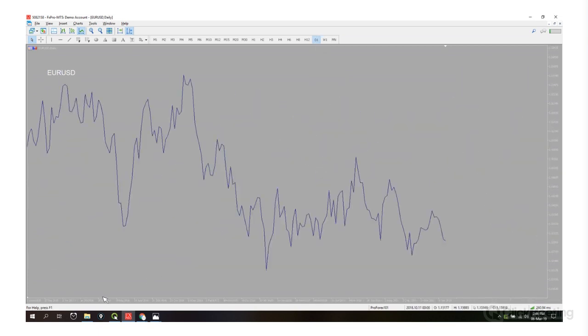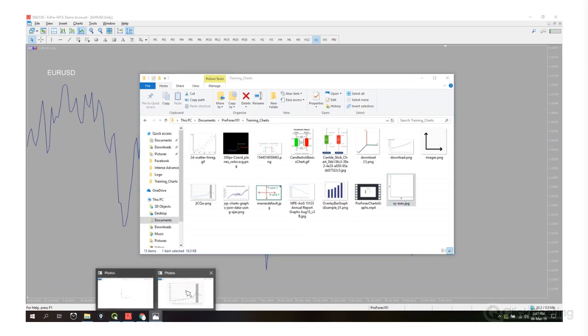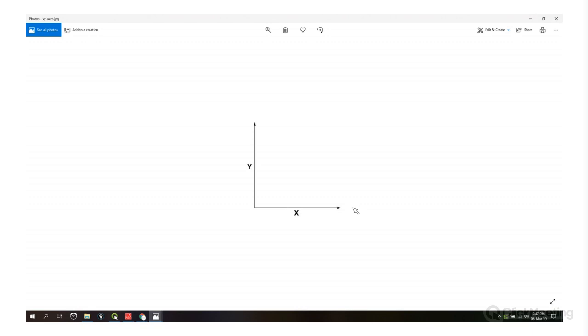So hopefully that makes sense, guys. That's what a graph is basically. And it's nothing but a two-dimensional representation. When we've got the x and y axis, which is here, let me get that up again. You've got the y-axis and the x-axis. So that's a two-dimensional representation. All the charts that we're looking at are a 2D representation of price.